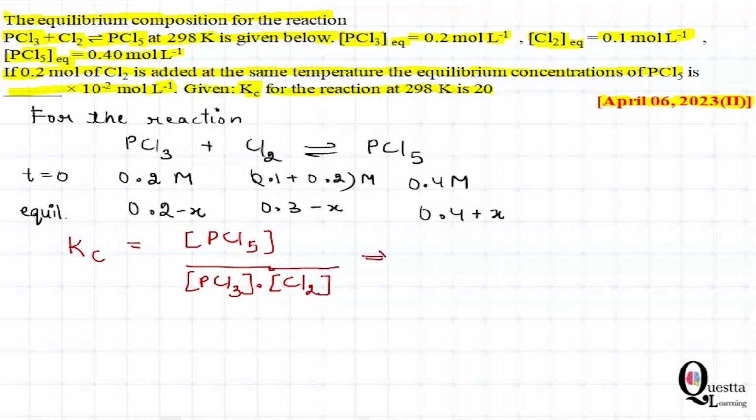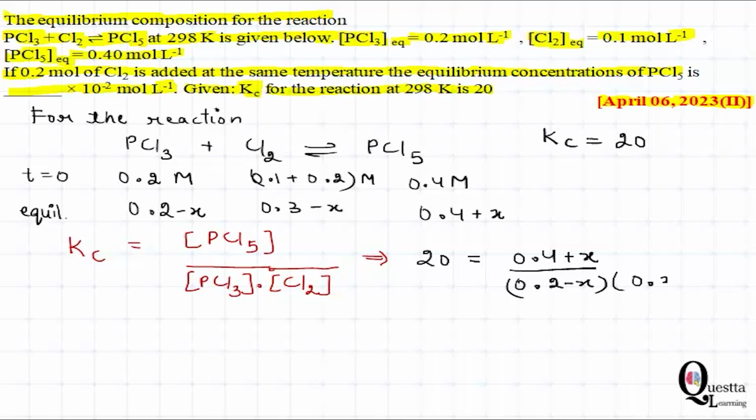So if we substitute the values over here, we have the value of Kc provided in the question as 20. So 20 becomes equal to the concentration of PCl5, which is 0.4 added to X, divided by the product of 0.2 minus X, multiplied by 0.3 minus X. Now if we solve for X, the simplified value for X comes out to be equal to 0.086.